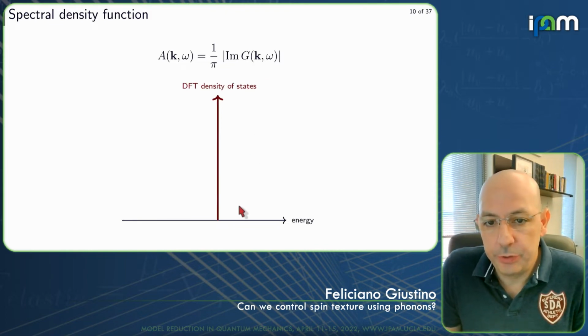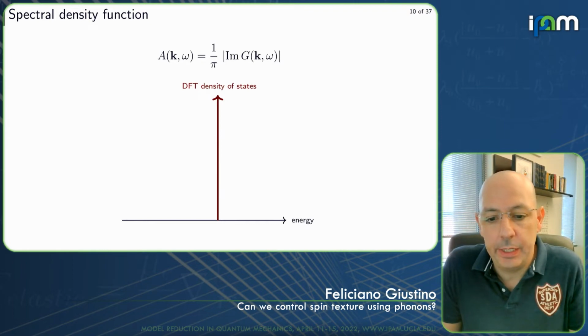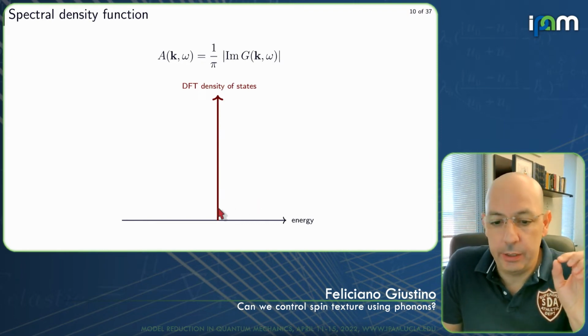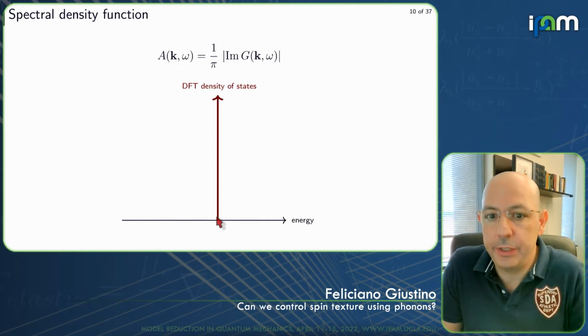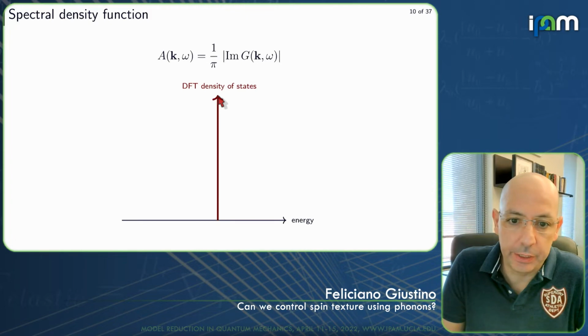So let's imagine that we start describing the system using density functional theory. It means that we have some Kohn-Sham eigenvalues, and each of them corresponds essentially to a pole of a non-interacting Green's function, and the spectral function in this case will correspond to a sharp Dirac delta function peak.